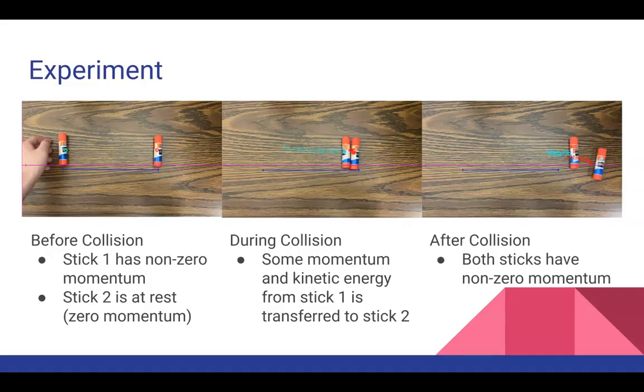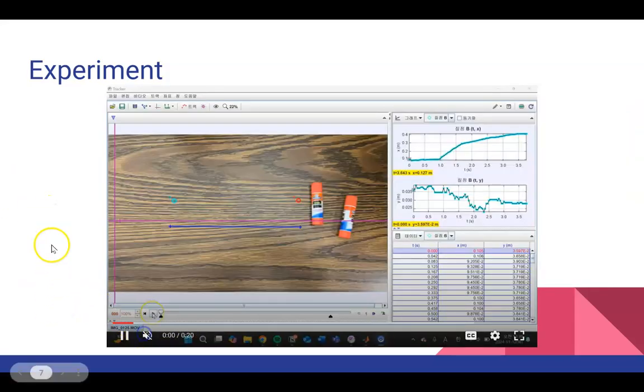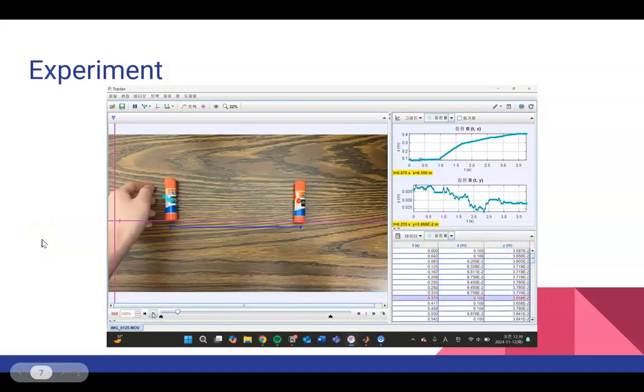For this experiment, before the collision, stick 1 has a non-zero momentum because a force was applied, and stick 2 is at rest, so it has 0 momentum. During the collision, some momentum and kinetic energy from stick 1 is transferred to stick 2, and after, both sticks have non-zero momentum. And this is the video of the collision.